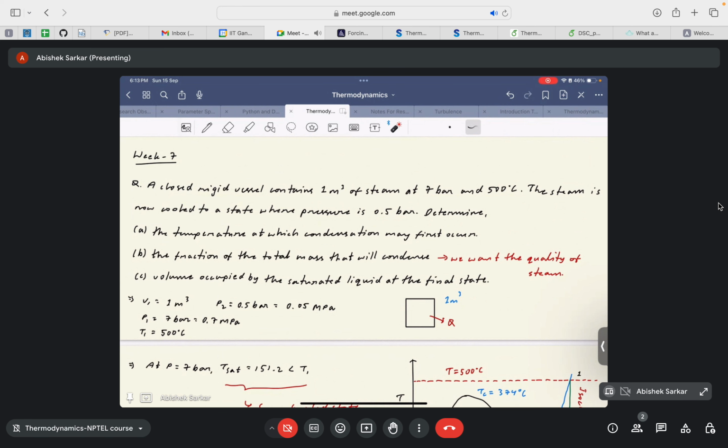Determine the temperature at which the condensation may first occur. So we need to find the temperature at which the steam will start to condense, or basically the saturation temperature of the particular state of the steam that we have in our hand. Then the fraction or total mass that will condense. So in B we need to basically find the quality of the steam. And C, the volume occupied by the saturated liquid at the final state. So we will find the volume of the saturated liquid in the final state, that is at 0.5 bar.